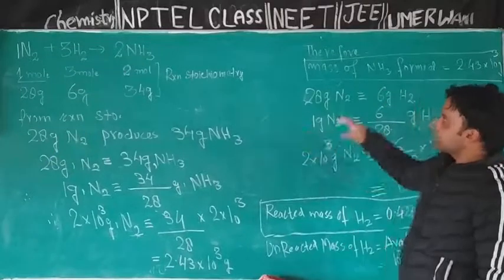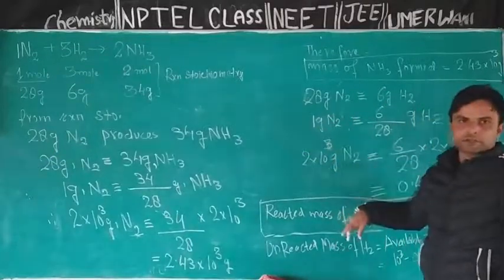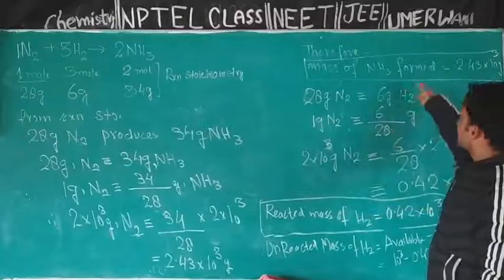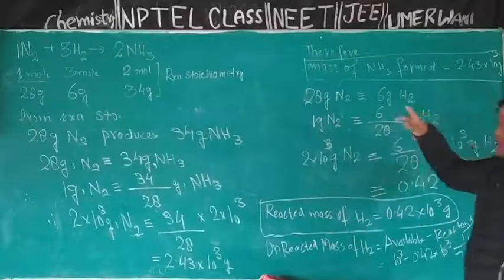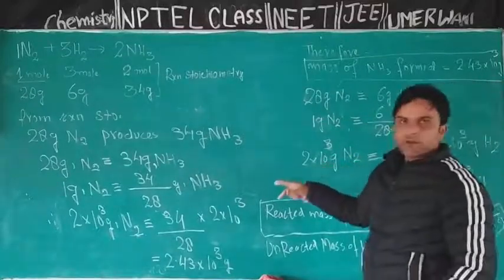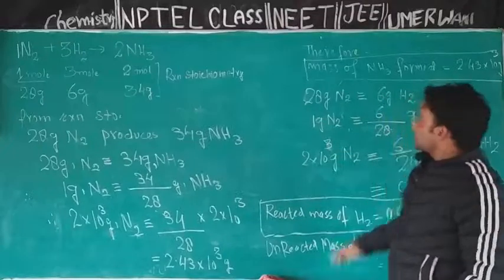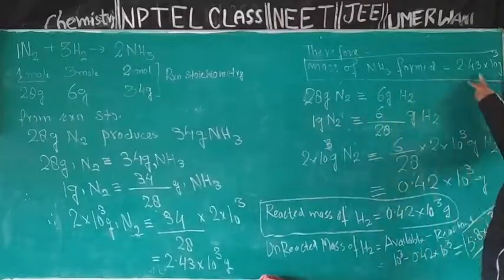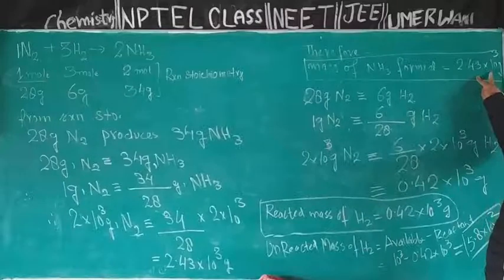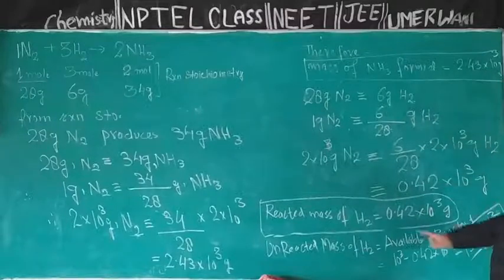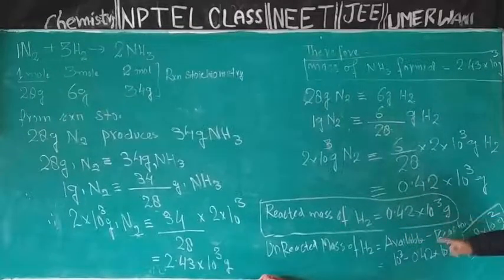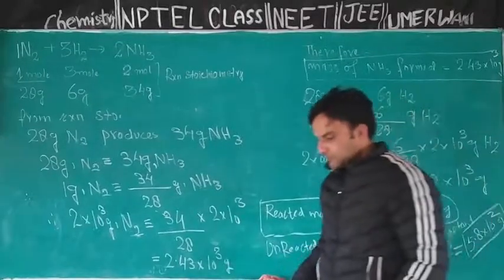And I again used reaction stoichiometry but guided by limiting reagent, and after solving I found that mass of ammonia formed is 2.43 into 10 raised to power 3 grams and reacted mass of hydrogen is this and unreacted mass of hydrogen is this. This way I was able to solve this numerical problem.